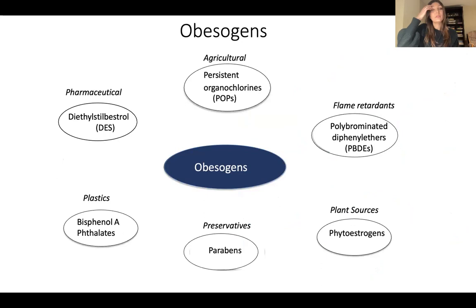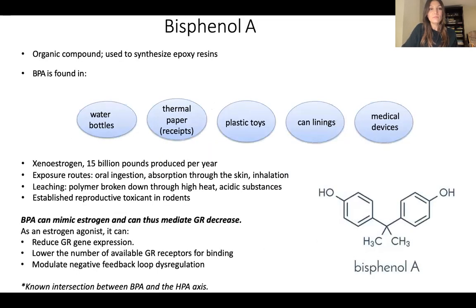So some examples of obesogens include diethylstilbestrol, which is the endocrine disruptor that I mentioned before. It's a very potent xenoestrogen. Plasticizers, so bisphenol A and phthalates, preservatives like parabens. They're even found in plant sources and phytoestrogens. So things like soy and tempeh and tofu. In flame retardants and in agriculture, so in persistent organochlorines, for example.